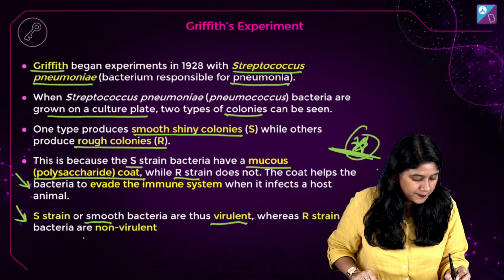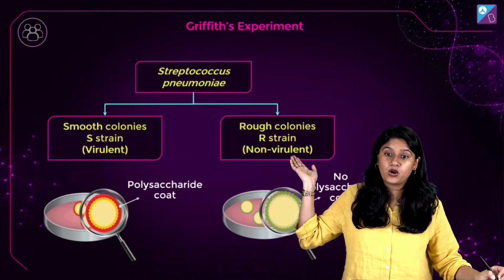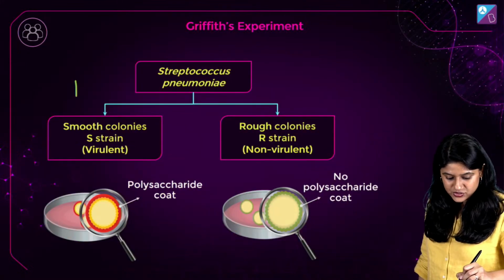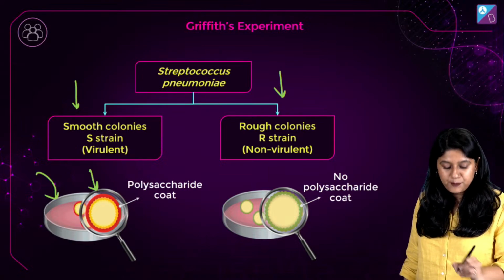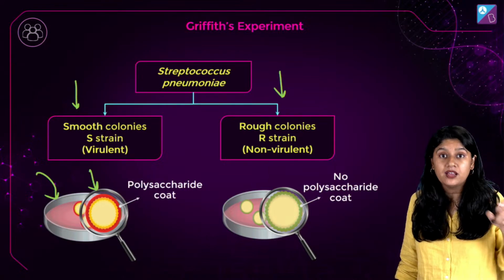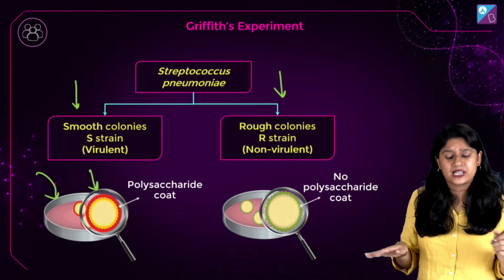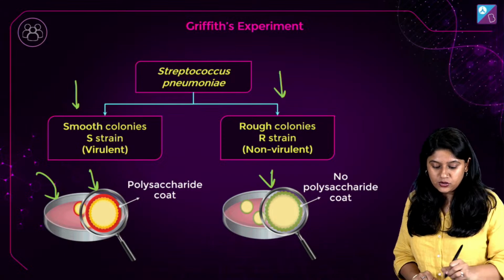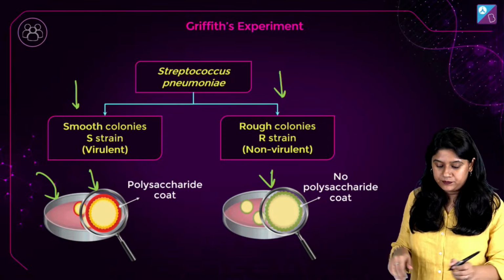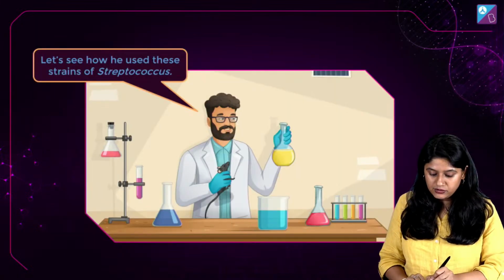Clear? तो ये हमें पता है. Here everyone, what we have? See, we have S strain and we have R strain. We can clearly see यहाँ पे कोट दिख रहा है, polysaccharide coat is there in the S strain, whereas R पे हमारा polysaccharide का कोट नहीं है. Clear? तो हमें पता है कि कौन सा एक्टिव है, कौन सा इनएक्टिव है. उसके बाद में हमें पता है कि क्या होगा.